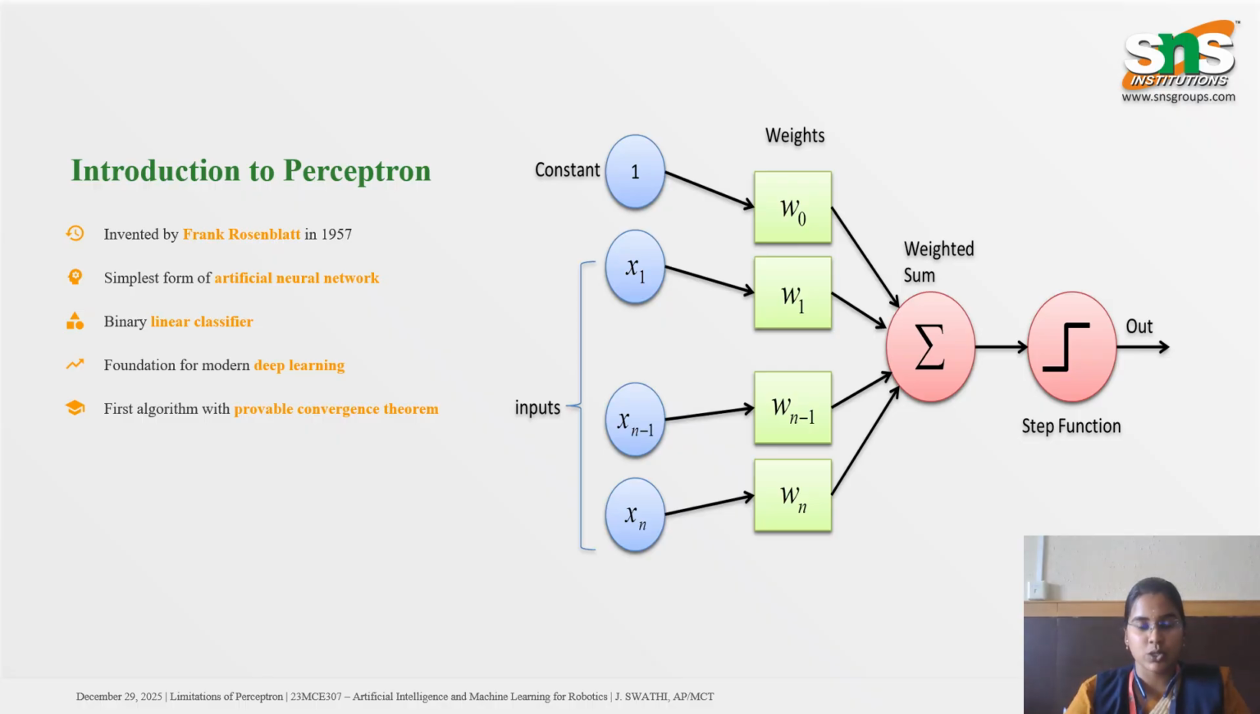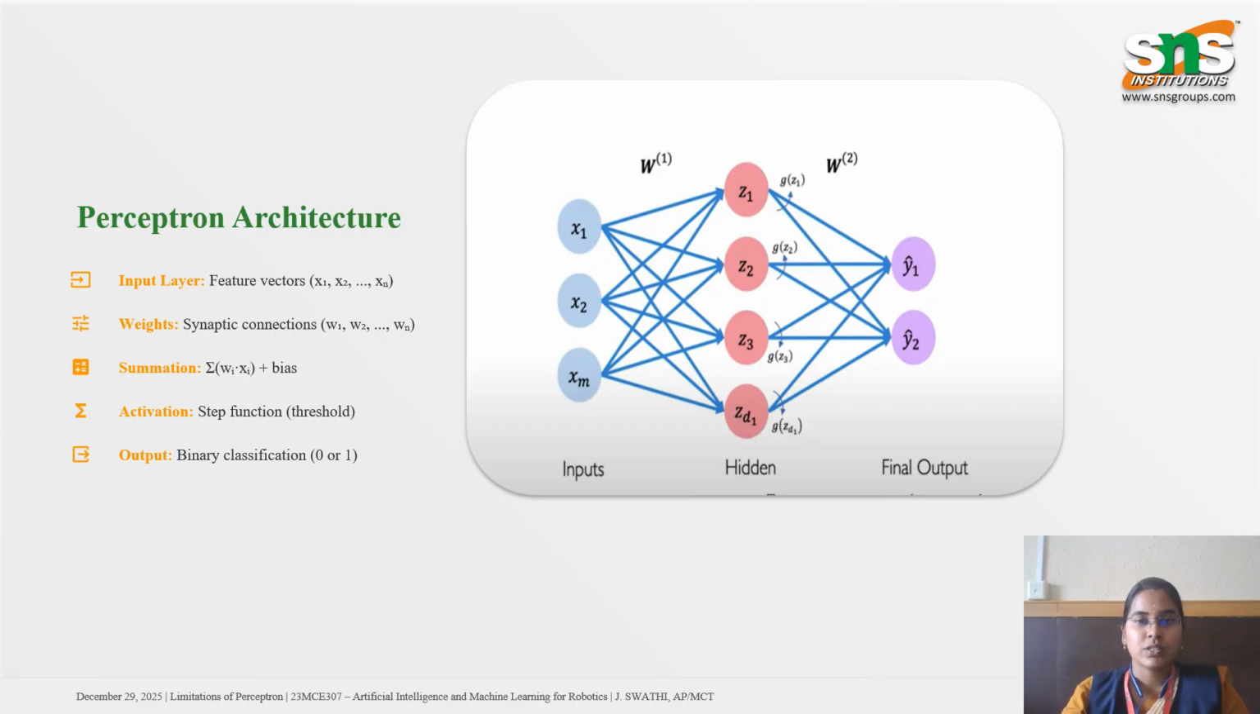This is the structure you can see. It consists of an input, weightage layer, weighted sum, activation function, and our output. It's mainly used for binary linear classification, and it is found in modern deep learning also. The first algorithm was developed with the perceptron convergence theorem, and the architecture has input, hidden layer, and final output.